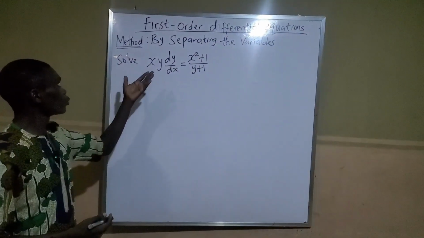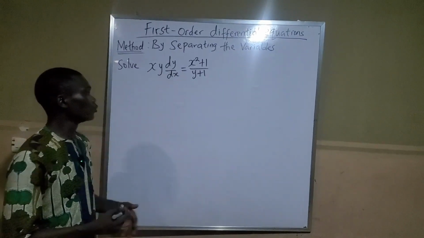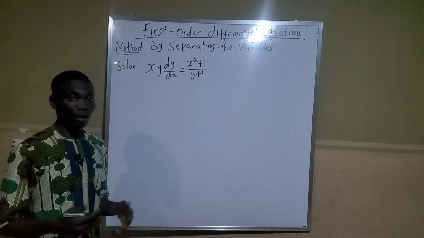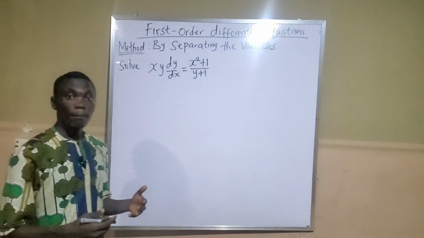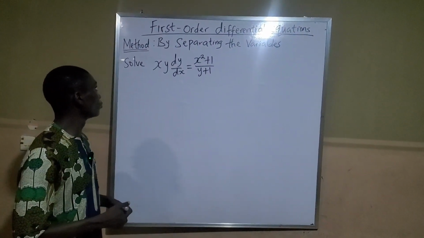In this video, we'll be making use of this method, that is separating the variables. Yes, the half order method as well. We have by direct integration, but in this video, we'll be using separating the variables.